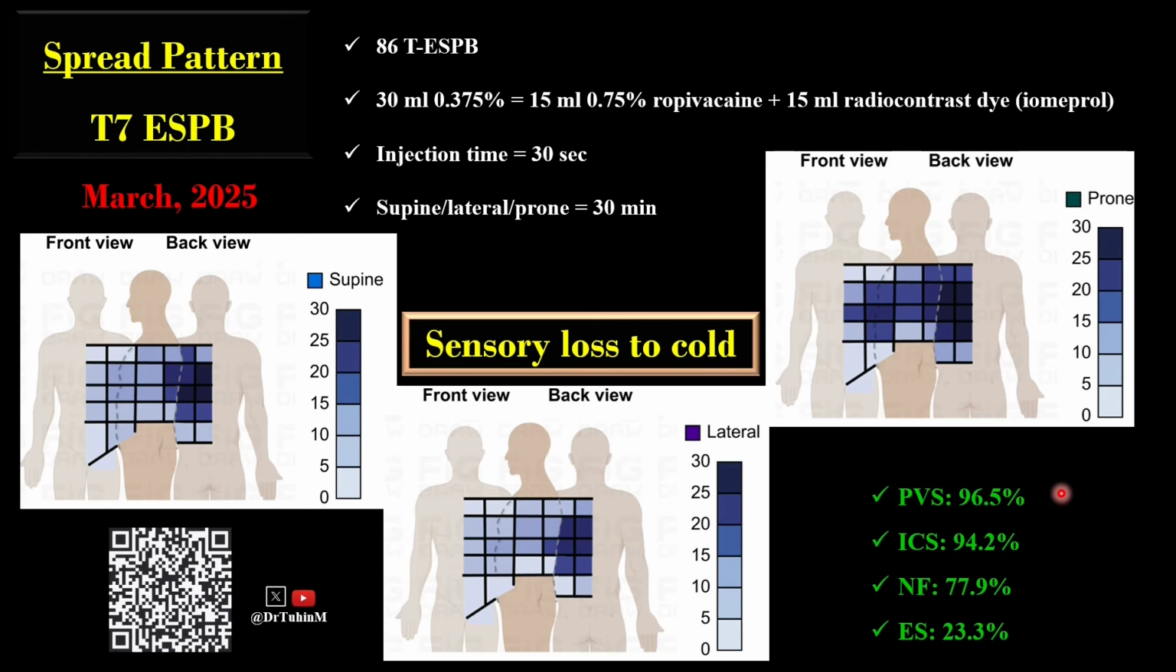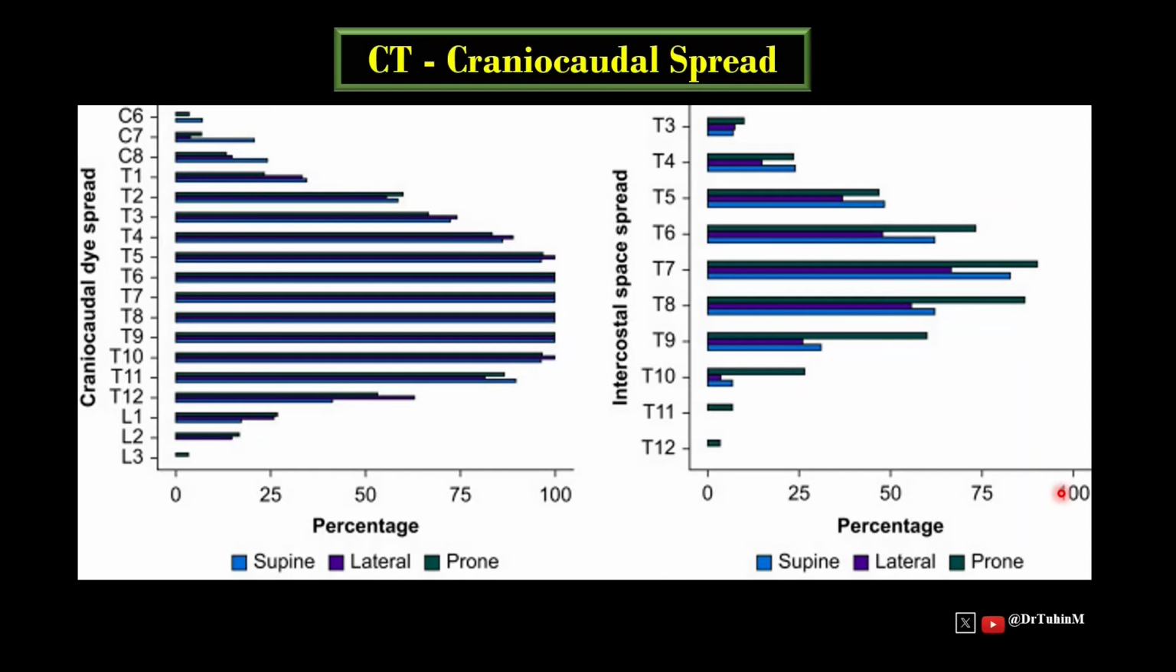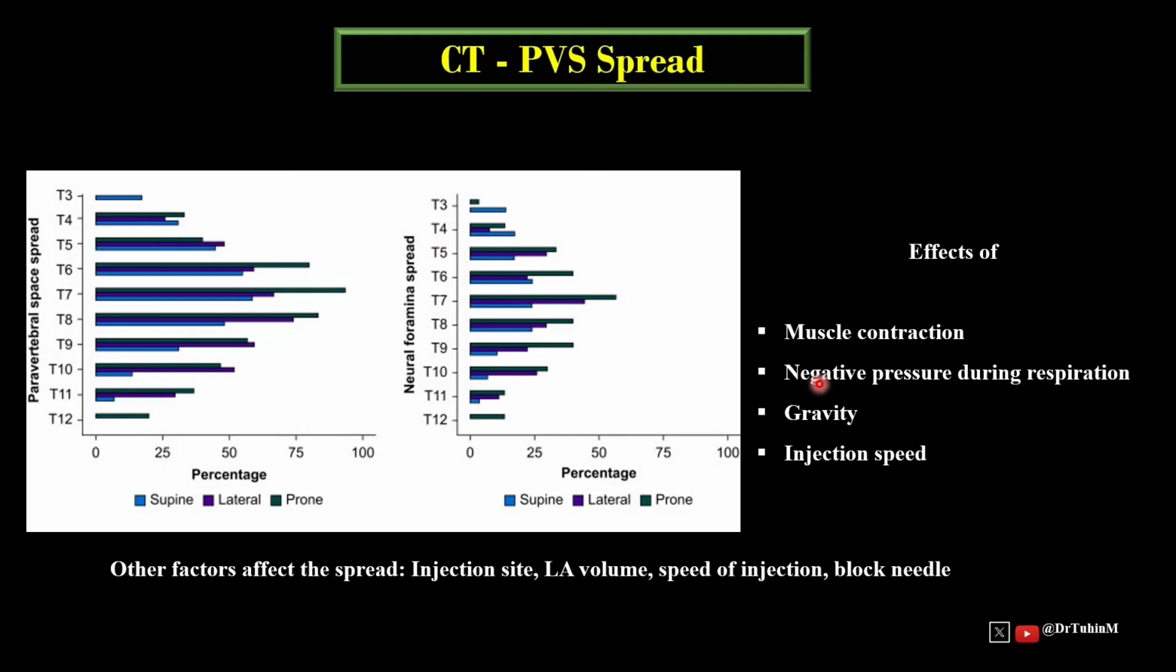There was no clinically significant difference, but you can see the prone position is always ahead of the other two positions. So maybe the muscle contraction, because patients are awake, or the negative pressure during respiration, or the gravity and the injection speed, as 30 ml of injection was completed within 30 seconds, helped the drug injected in the erector spinae plane to reach the intertransverse tissue complex, and then the next step, the paravertebral space. The other factors, as I have mentioned, the injection site, LA volume, speed of injection, and the block needle placement may affect the spread of the erector spinae plane block.